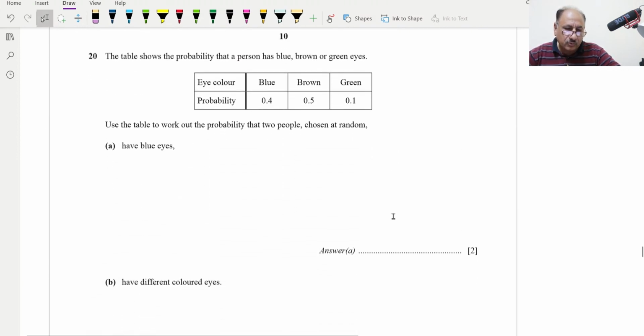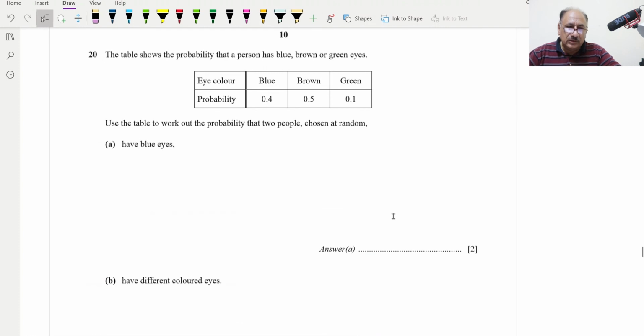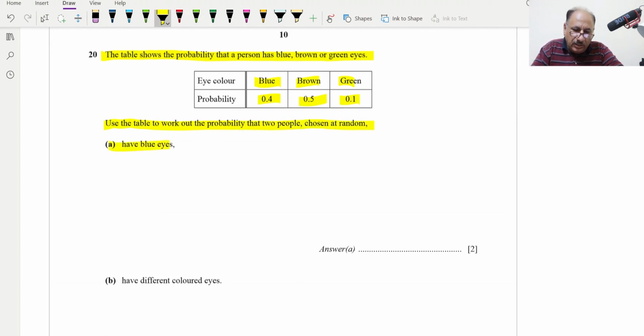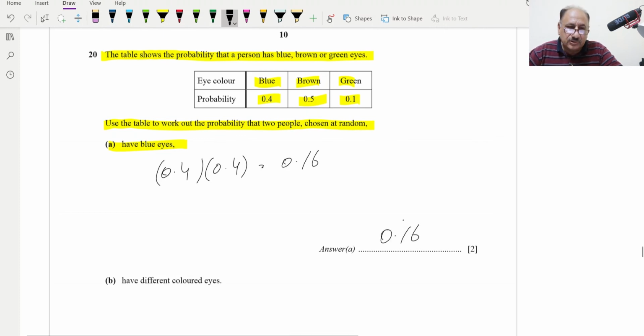This is done. Now question number 20. Question number 20 is simple. The table shows probability that a person has blue, brown or green eyes. So these are the probabilities for them, and use the table to work out the probability that two people chosen at random have blue eyes. So we will multiply 0.4 with 0.4, so this will be equal to 0.16. 0.16 will be the answer for this one.